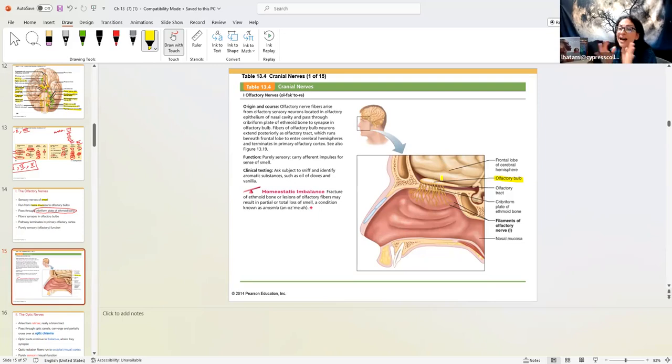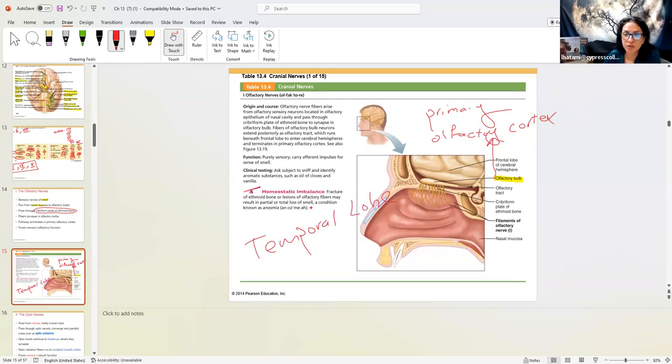The olfactory bulb is this kind of bulge region where these olfactory fibers synapse, and then, without passing through the thalamus, from the olfactory bulb these signals go to the primary olfactory cortex. If you remember, the primary olfactory cortex is found in the temporal lobe.